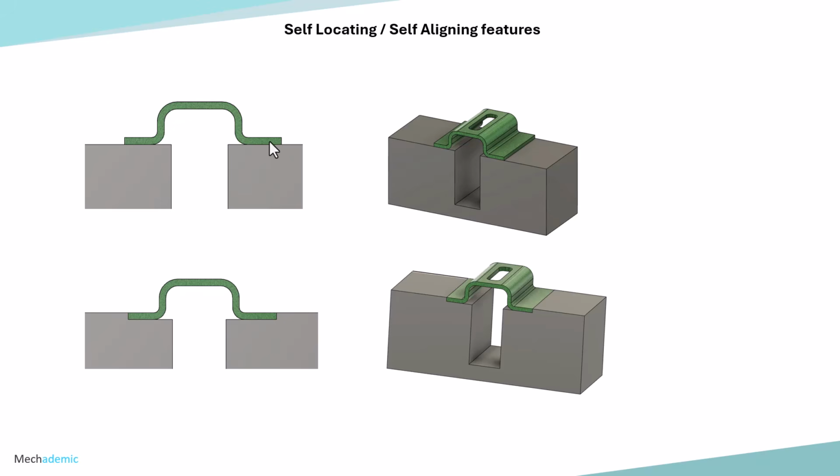So the first design requires proper location and alignment. It requires additional skill or an additional fixture if it is robotic assembly. Whereas in the second case, the feature on the design itself is self-locating or self-aligning. Hence, the time to assemble will be much lower on this.